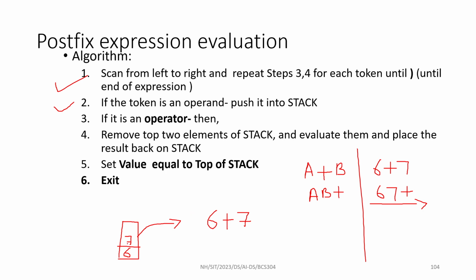Then what to do? After popping out 7 and 6, the status of the stack is that there is no element. The result of 6 plus 7 is there, right? That you have to push for further operation. You can push it temporarily, or if there is no other symbol in the expression, this 13 is the final answer. We'll take one example.